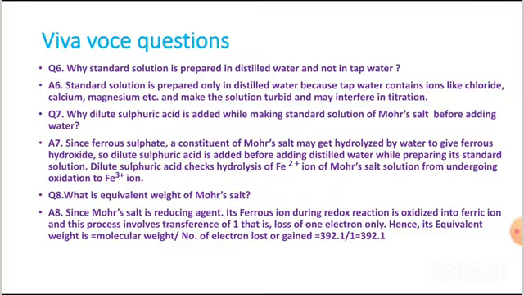Next question, what is equivalent weight of Mohr salt? Answer is, since Mohr salt is a reducing agent, its ferrous ion during redox reaction is oxidized into ferric ion, and this process involves transference of one electron only, that is loss of one electron. Hence, its equivalent weight is molecular weight upon number of electrons lost or gained, that is 392.1 divided by 1, which is equal to 392.1.